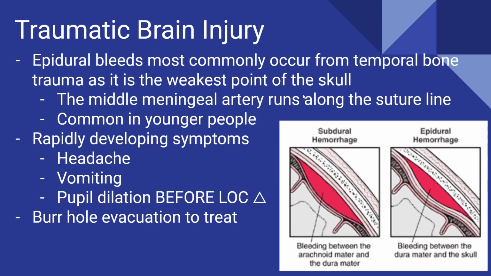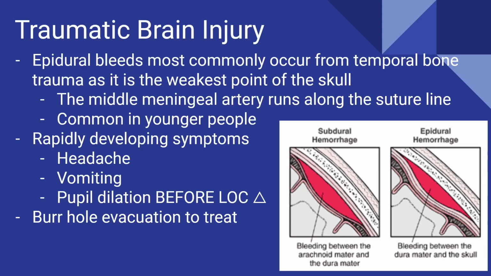All right, so we'll move on from occlusive and hemorrhagic blood flow problems to more traumatic brain injuries. These are some of the injuries that they can ask you on the exam. One of them being epidural bleeds. There's subarachnoid hemorrhages, which we'll cover. There's epidural bleeds. There's subdural bleeds.